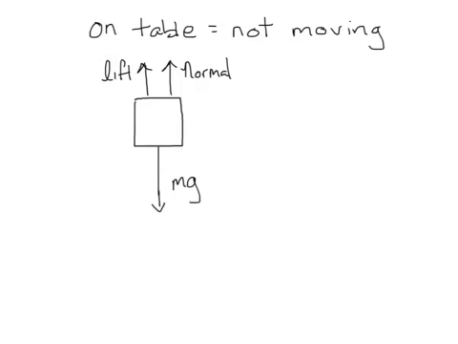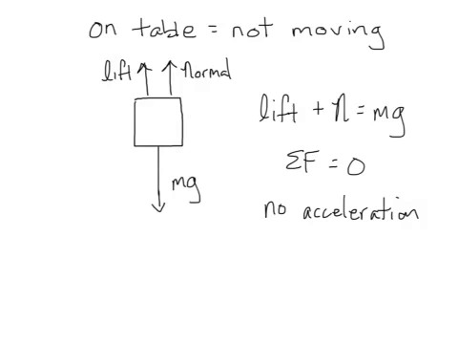So, once again, to be in equilibrium, the forces up must equal the forces down. Therefore, the lift force plus the normal force must equal the weight, and the net force is 0, and therefore there's no acceleration. So this should all be review. But let's look at what happens for the second part.